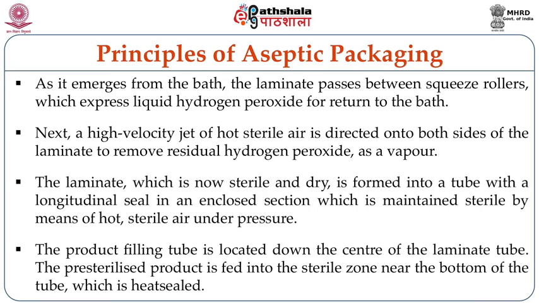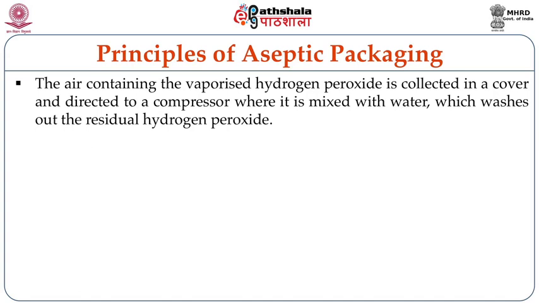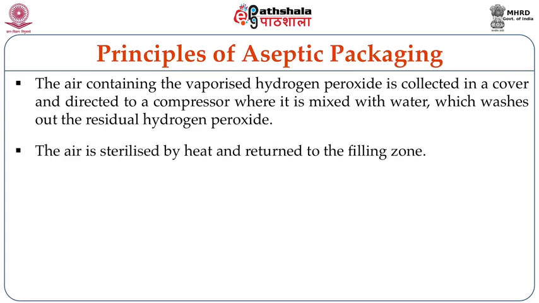The laminate, which is now sterile and dry, is formed into a tube with the longitudinal seal. An enclosed tube is located down the center of the laminate tube. The pre-sterilized product is then fed into the sterile zone near the bottom of the tube, which is heat sealed. The air containing the vaporized hydrogen peroxide is collected in a cover and directed to a compressor where it is mixed with water which washes out the residual hydrogen peroxide. The air is then sterilized by heat and returned into the filling zone.